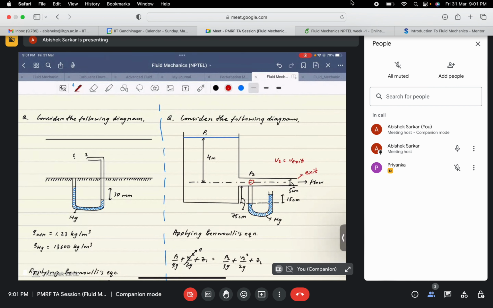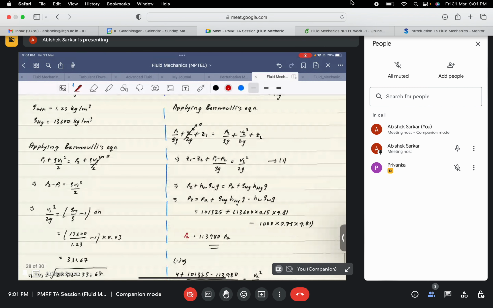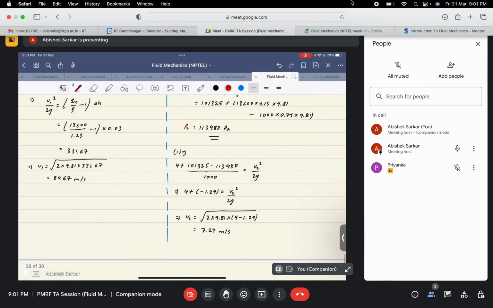So keeping these things in mind, finally we substitute the values in the Bernoulli's equation, in equation 1. Then we finally obtain V2 is equal to 7.29 meter per second. Okay, you can try it after the class, after the session.